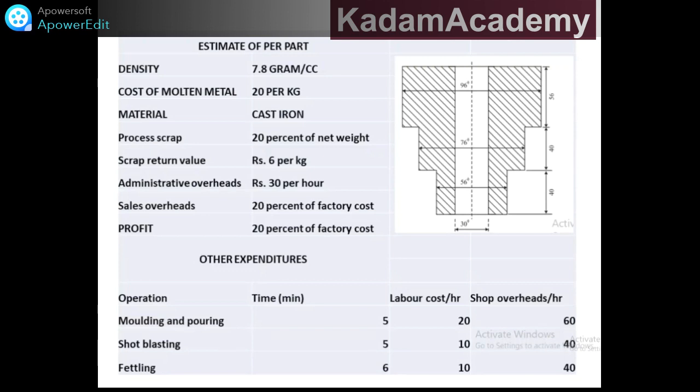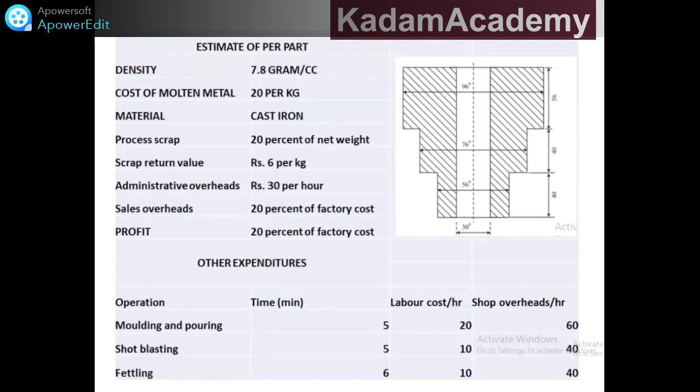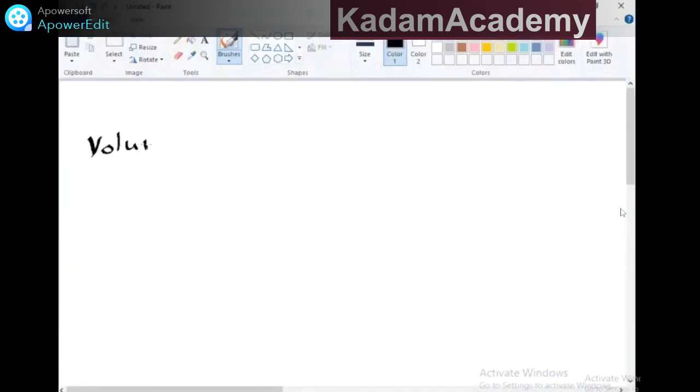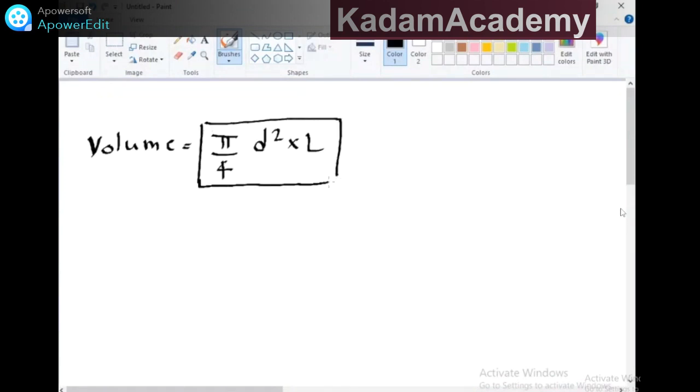Now, considering this equation and applying this equation on this component, how you will find out the volume of this step shaft? Pi by 4 into d square into length. That is the volume, but how you are going to write the equation for this component? So that is pi by 4 into d square into L. This is the basic formula to find out the volume of the shaft.